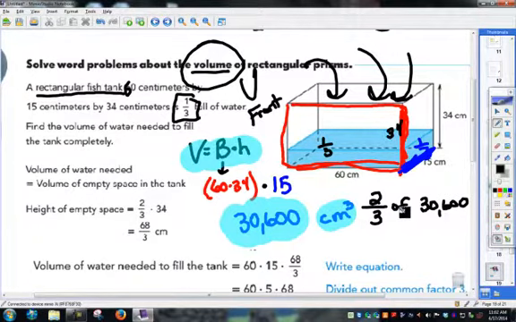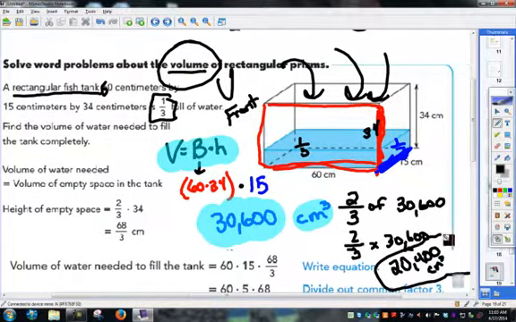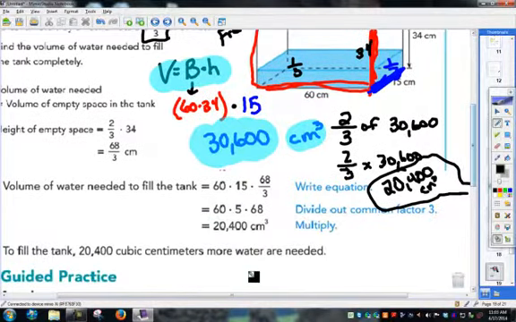Okay? And this is where you can just do 2/3. And then you're going to do of means multiply. And then do that, 30,600. Okay, so if I do that in my calculator, so I would do 2 over 3 times 30,600, I'm going to get 20,400 centimeters cubed. Okay, that's one way to do it. Okay, and you can see that's the answer they got.